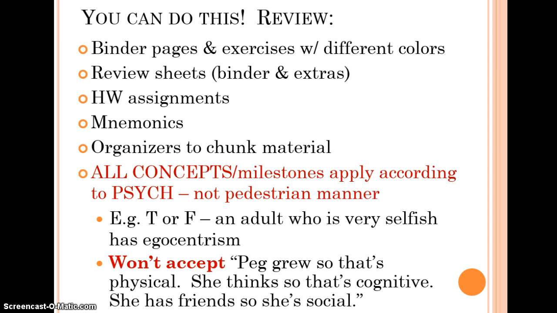So this is a quick review. You've got a lot of things you can look at and look over and redo and come up with your own examples to help prepare you for this exam. Heck, even take a book that you like or a TV show that you like or a movie or whatever, and look at where the characters are developmentally and what concepts you can apply. That's a really good way to prepare as well.